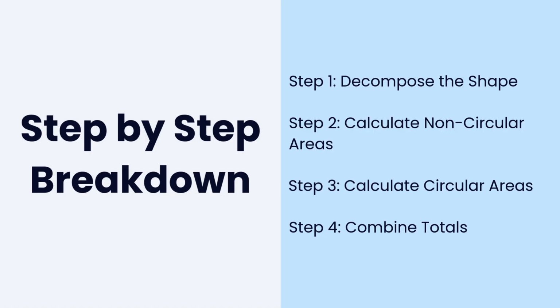Now that we have covered the area of circles, let's shift to finding the area of complex shapes. We'll follow 4 steps. 1. Break the shape into familiar pieces. 2. Find the area of all non-circle parts. 3. Find the area of circular parts. And finally 4. Add everything together.